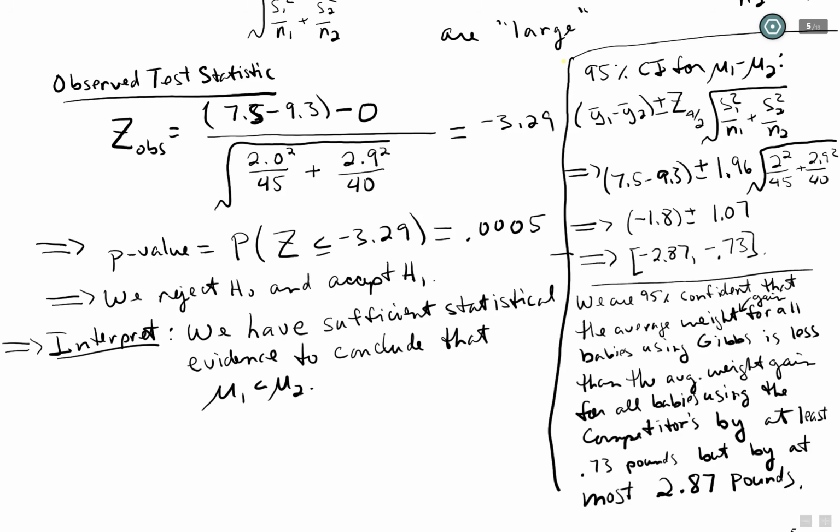You could have said we're 95% confident that the average weight gain for babies under the competitor's food is greater than that of Gibbs by at least 0.73 pounds, but by at most 2.87 pounds. Okay, so this concludes the major methods on comparing two population means from independent samples.